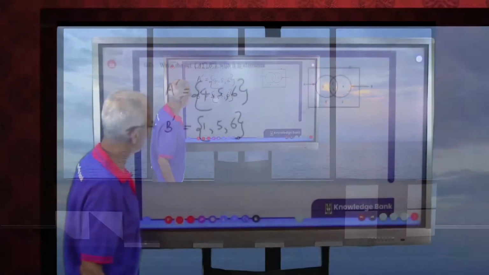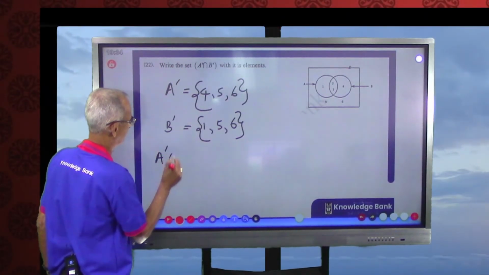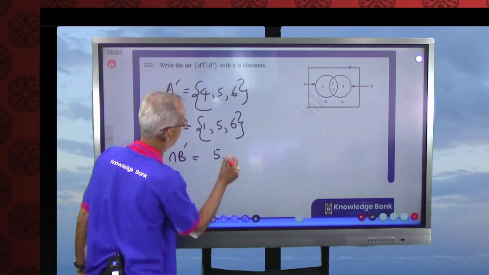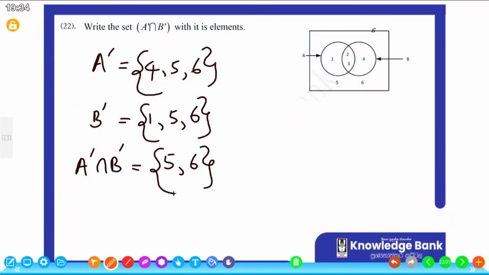What are the common elements? We can see 5 and 6. Then we can write A complement intersection B complement, that means common elements here, 5 and 6. That's it. That's question number 22.